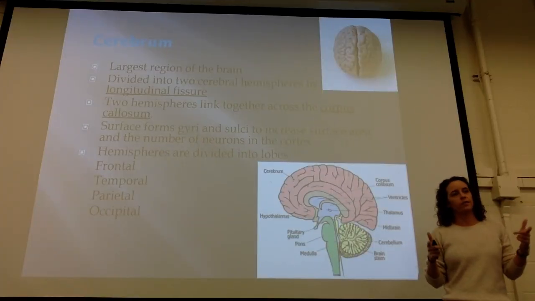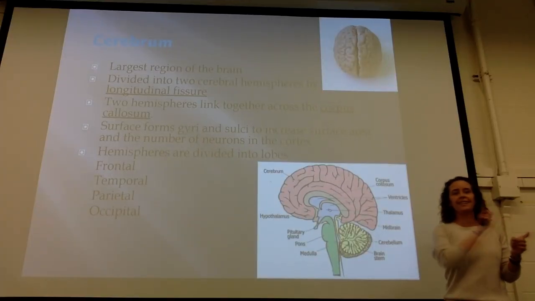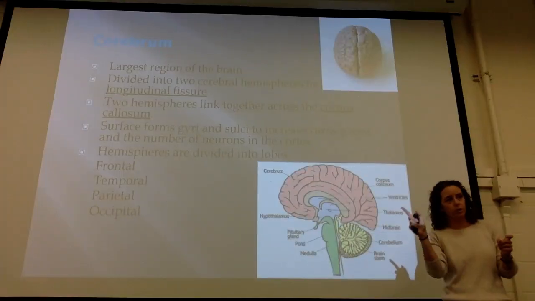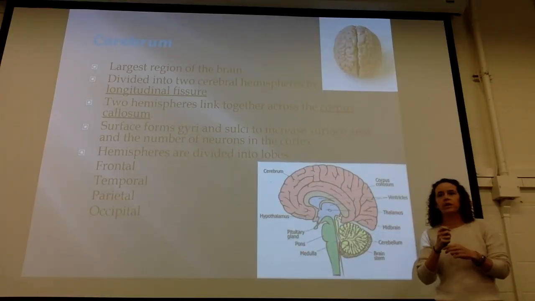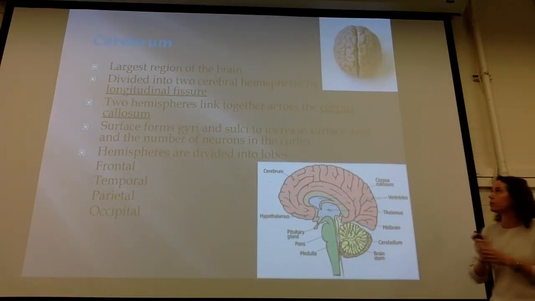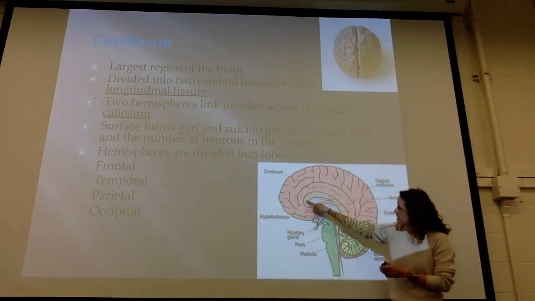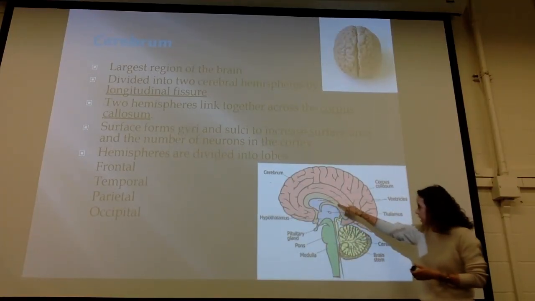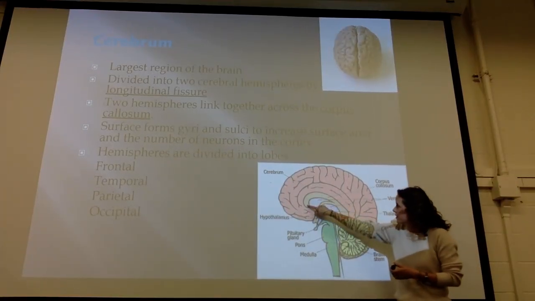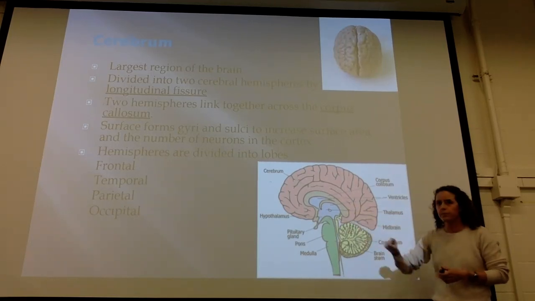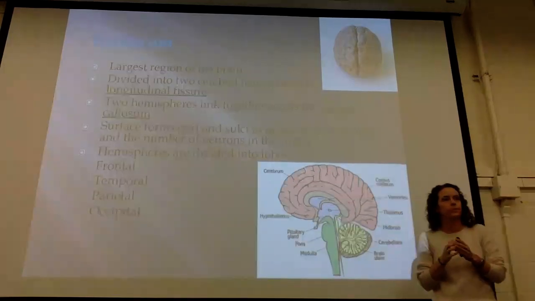The two hemispheres are able to send information back and forth to each other using a structure called the corpus callosum, which we can see is this thing that kind of looks like an ear. The corpus callosum here connects the two sides.